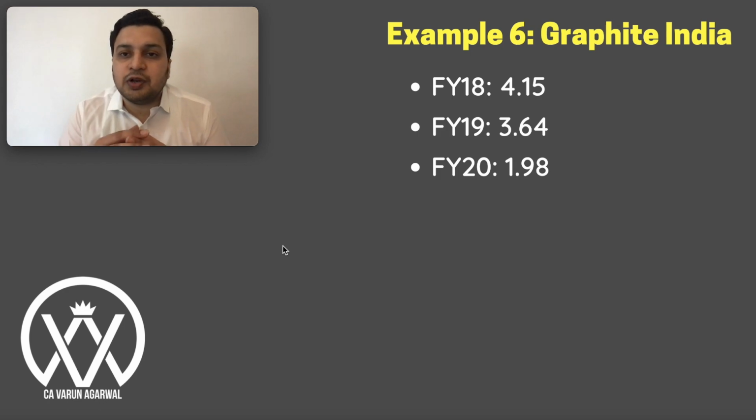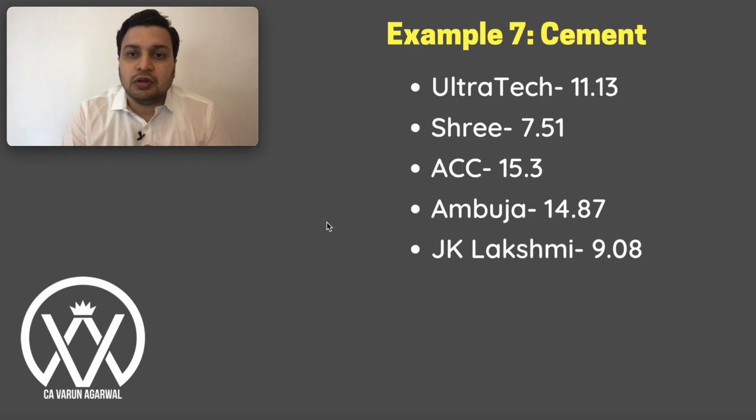Coming to the next example of Graphite India, in FY18 it was 4, FY19 about 3.6, FY20 about 1.98. So this shows that there are inefficiencies in managing inventory and the company is required to maintain more stock at a given time and they need more working capital. So this also impacts the profitability of the business, the earnings per share, as well as eventually the price of the share also.